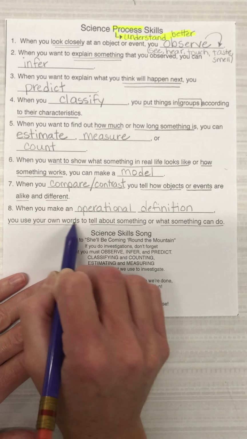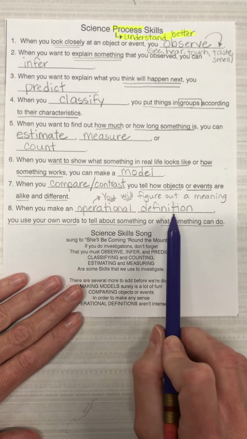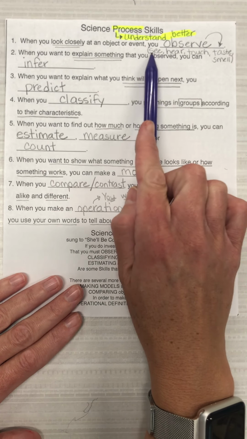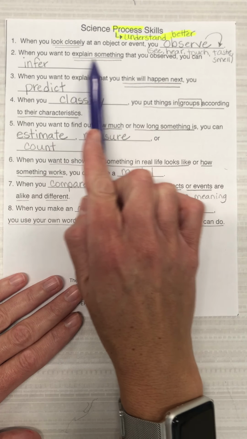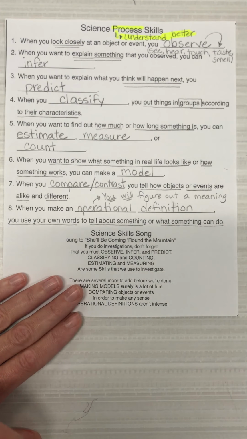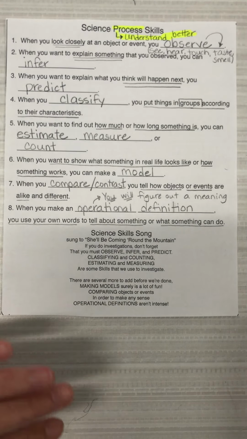And that is what we're going to write up here. It's when you will figure out a meaning. So if you look it up in the dictionary, that wouldn't be an operational definition. But you might use a dictionary to observe. That means you're seeing a definition, you're inferring, you're going to try to explain something that you observed, and you're going to put it in your own words. Okay, so let's highlight our process skills, and I'm going to teach you this song.